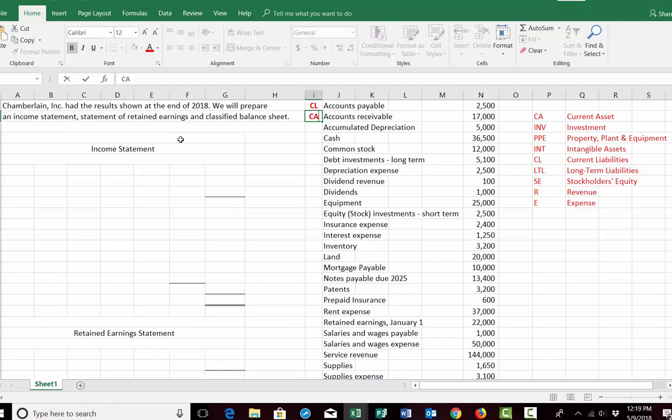Okay, so why don't you pause the video for a minute, and this is a great way to review how well you know your accounts. So go down the list of accounts and classify each of them into one of the categories. And then when you're done, come on back and we'll go through together the rest of the accounts.